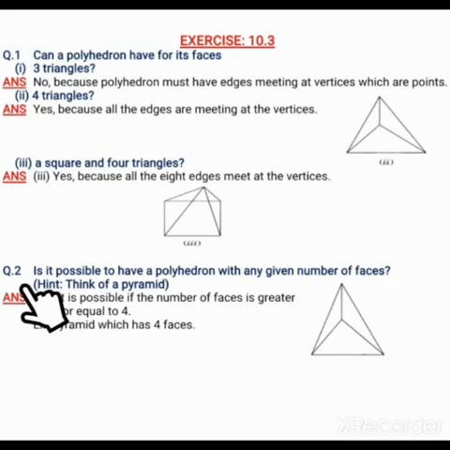Now come to question number 2. Is it possible to have a polyhedron with any given number of faces? Here a hint is given: think of a pyramid. So the answer is yes, it is possible if the number of faces is greater than or equal to 4. For example, a pyramid has 4 faces.